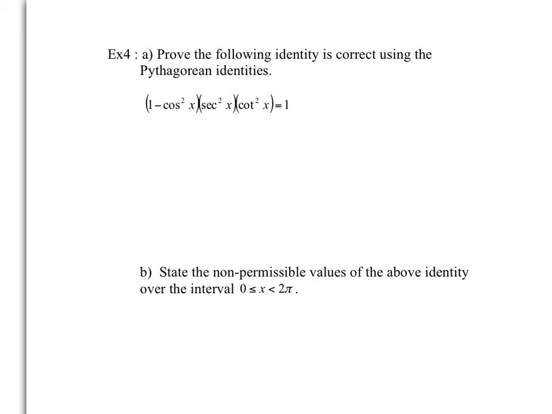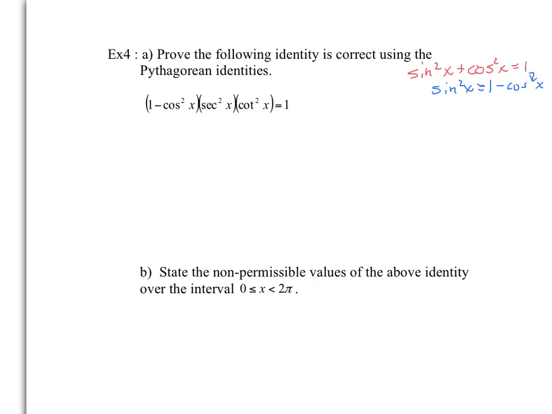Okay, here's the last example. What we're trying to do is prove that this side is always going to equal 1 no matter what. Okay, so first of all, we're going to use this right here as our first Pythagorean identity. So recall that sine squared x plus cos squared x equals 1. That was the first identity, number 1. Notice that if I was to bring the cos squared over to the other side, this would be sine squared x equals 1 minus cos squared x.